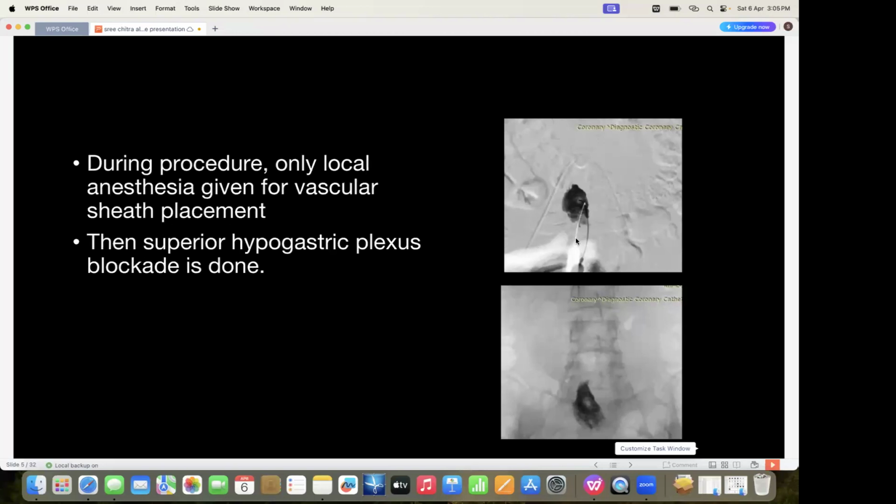First, a 6 French sheath was placed in the right common femoral artery, following which a catheter was taken across the aortic bifurcation into the opposite side. This catheter serves as a marker for the aortic bifurcation, where the aorta divides into the iliac arteries, so that we don't inadvertently puncture the arteries. Usually this aortic bifurcation lies at the level of the L4 vertebral body, which is seen here.